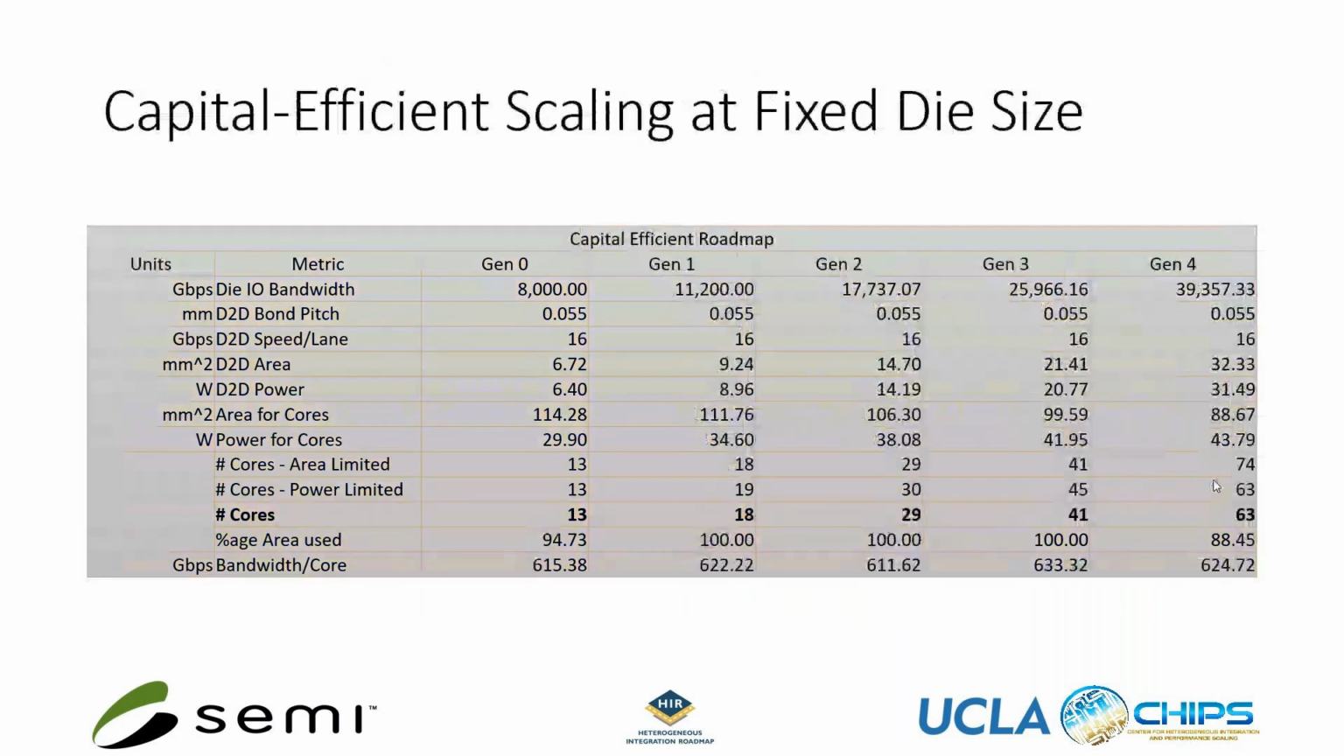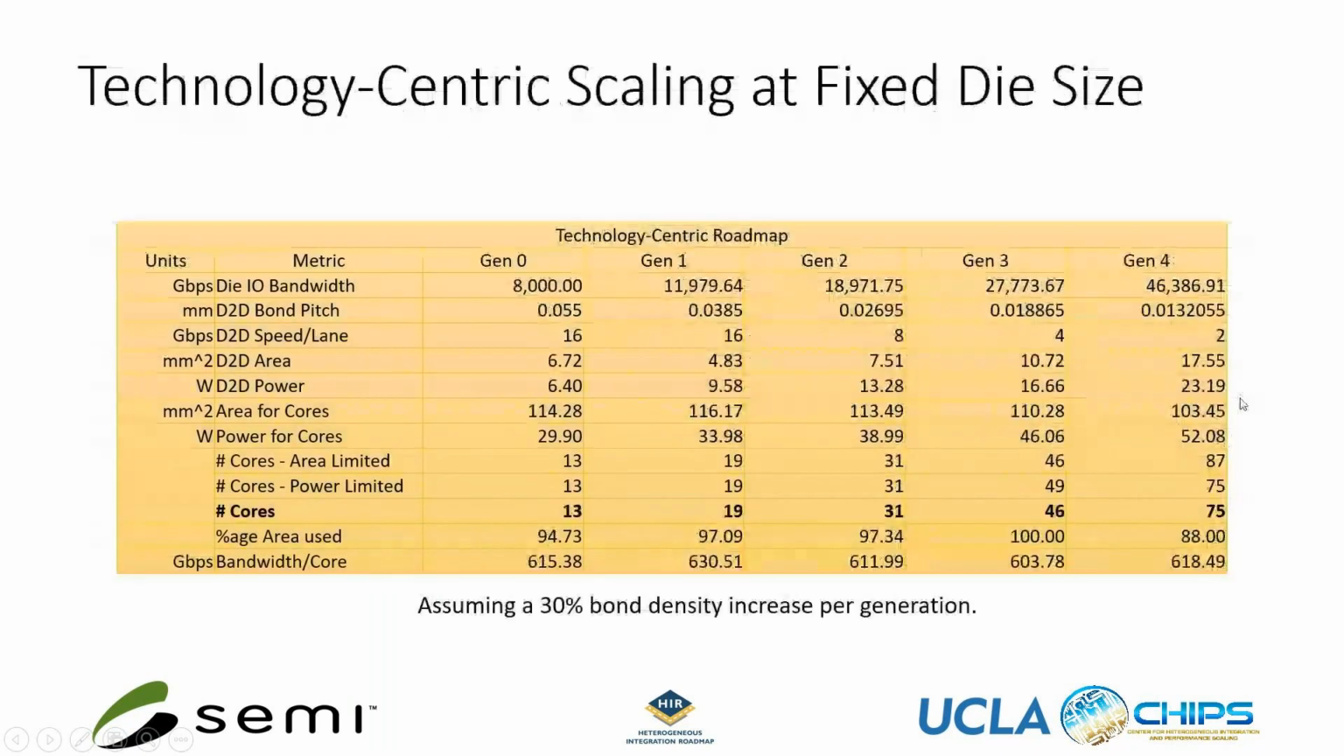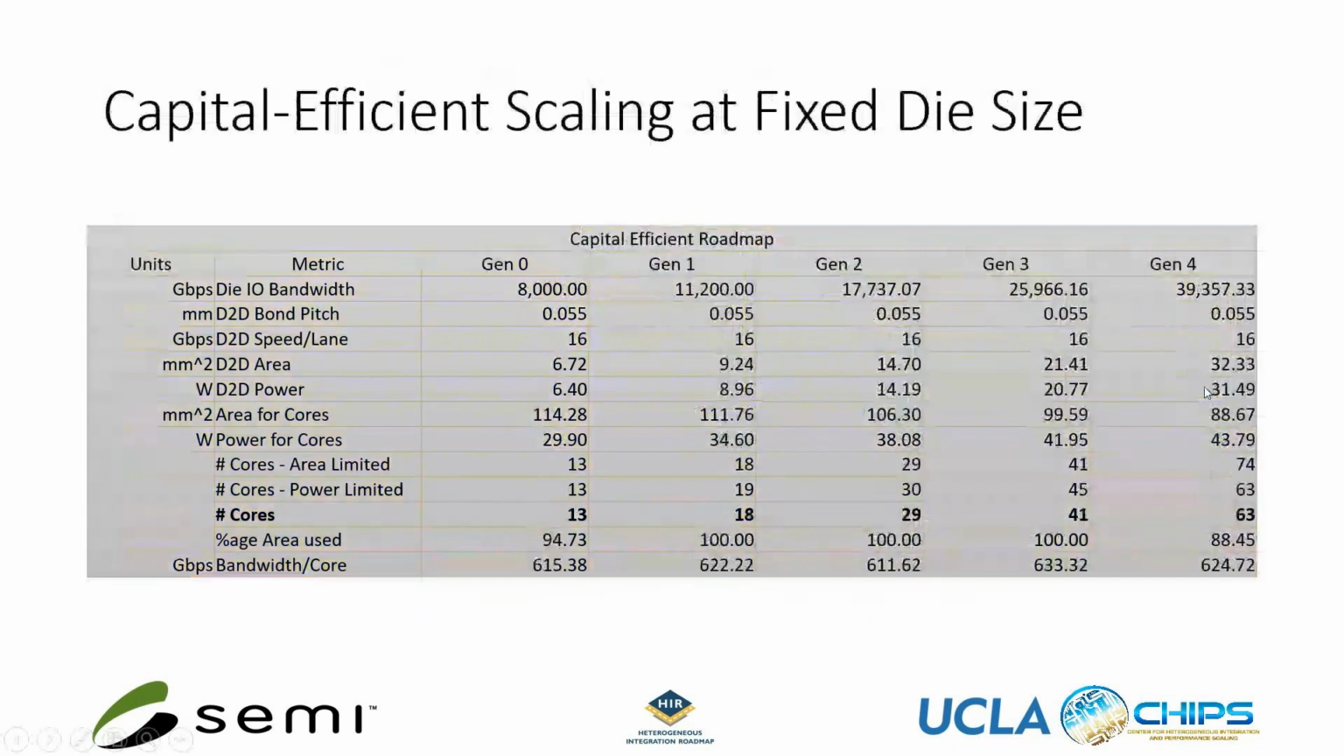What happens if we keep things frozen? We just say, look, I'm going to go at 16 gigabits per lane for the next 5 generations. I'm going to stay at 55 micron bump pitch forever. How does this whole thing work out? It's not too bad, right? You spend more on die-to-die power. Here you spend 23 watts for die-to-die power, here you spend 31 watts. So in theory, there's less wattage for cores. So that gets reflected in the reduced core count number in the out years, right?